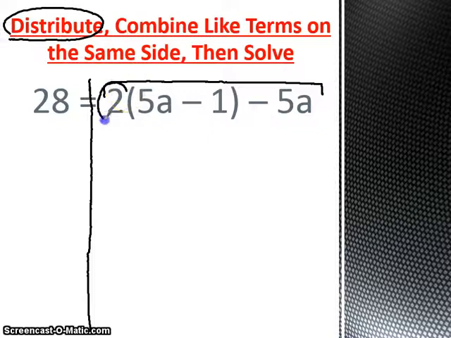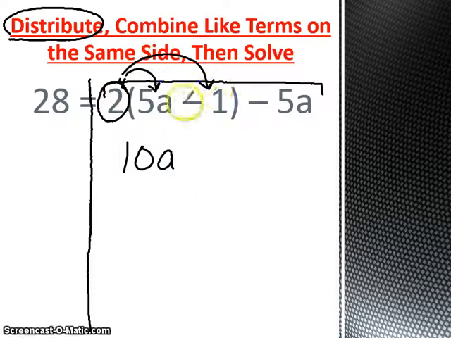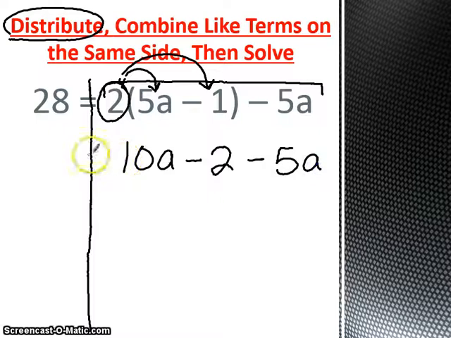We are distributing the number 2 to every factor or every term inside the parenthesis. So we have 2 times 5a, which makes 10a, and 2 times -1, which makes -2. Remember, always look at that sign in front. We just bring down the -5a and the 28. So we have 28 equals 10a minus 2 minus 5a.